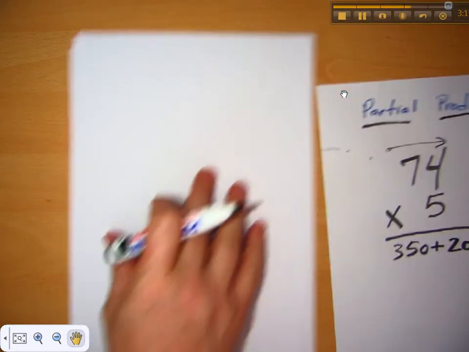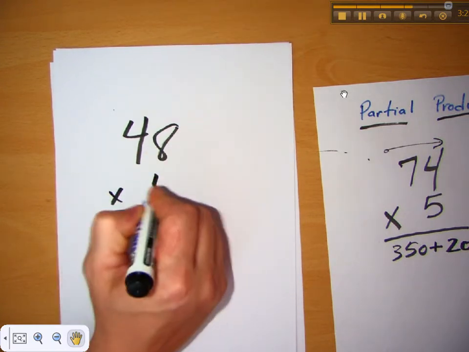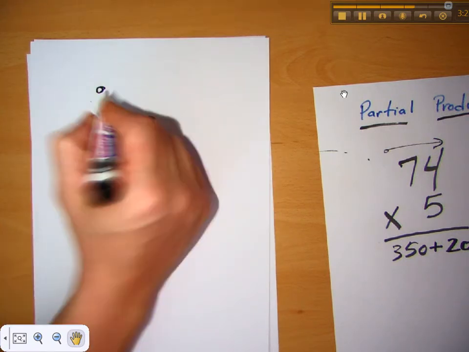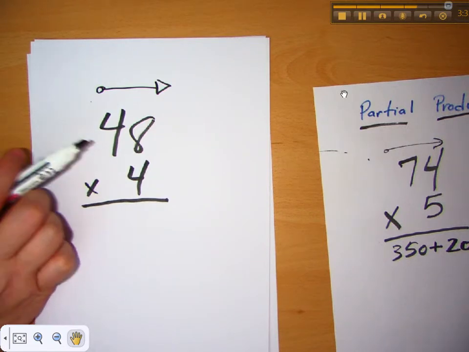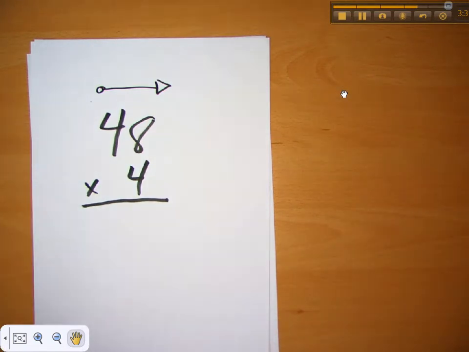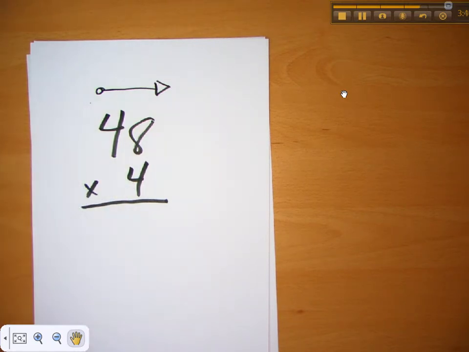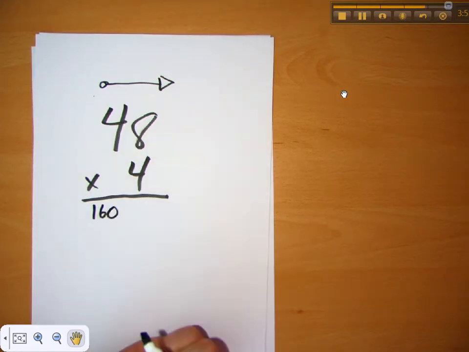Let's try another one. Let's say we're doing 48 times 4. Okay? Partial products. We're going to start from the left, the highest place value, and work our way right. Okay? So this is the digit 4. However, it represents the number 40. So first we're going to do 40 times 4. Okay, 40 times 4. Well, let's use that little trick. I know what 4 times 4 is, and 4 times 4 is 16. So if 4 times 4 is 16, 40 times 4 must be 16 with a 0, 160.